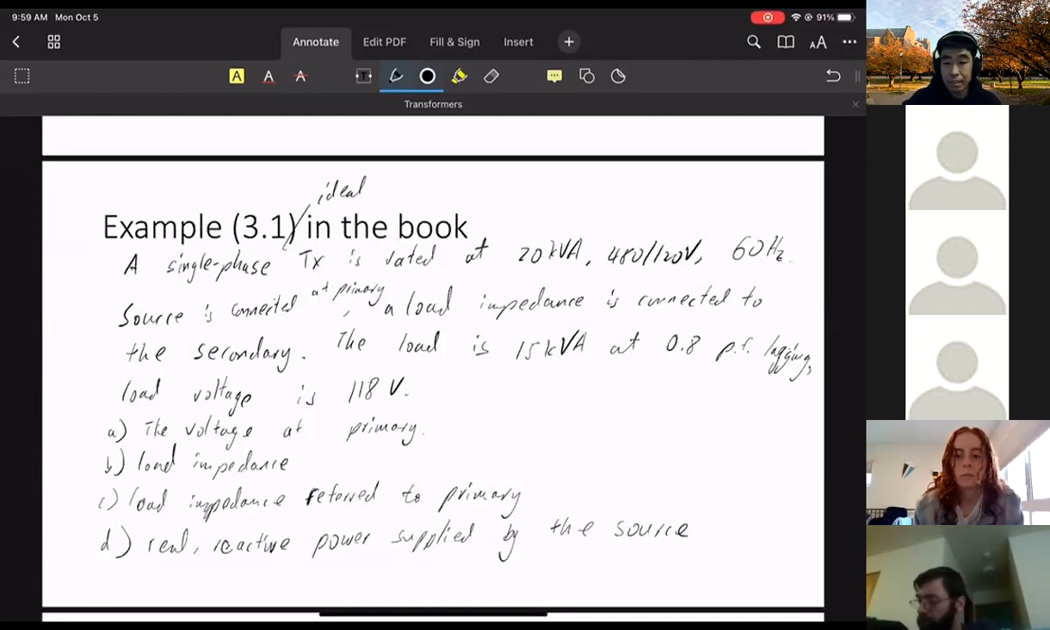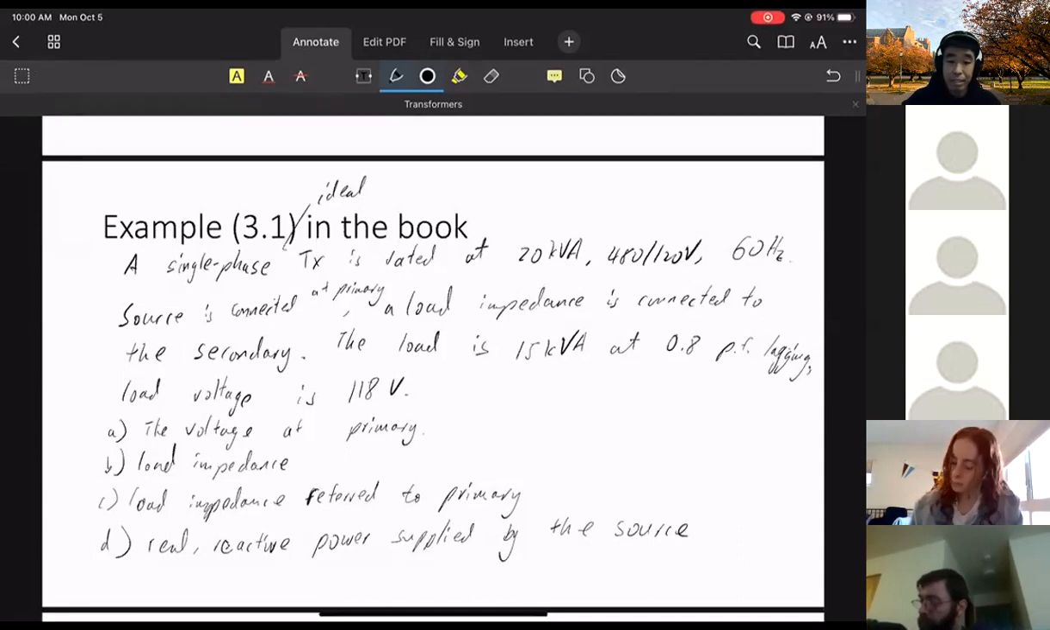Okay, so this is a question, right? So let's again read the question. For all transformers, we would have a rating of the transformer. Basically, this tells the maximum apparent power the transformer can carry. We have a voltage rating, 480 to 120 volts, and a frequency.